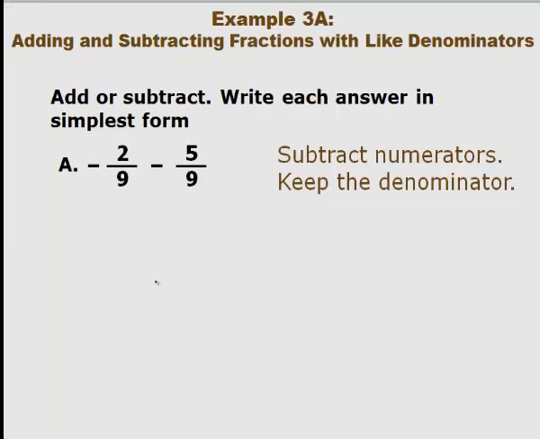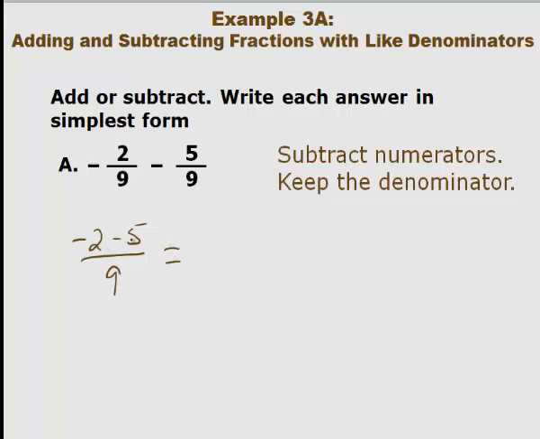So for this unit, we're going to subtract the numerators and keep the denominator. So we have negative 2 ninths minus 5 ninths. So we're going to have negative 2 minus 5 over 9. You need to write that in your notebook.